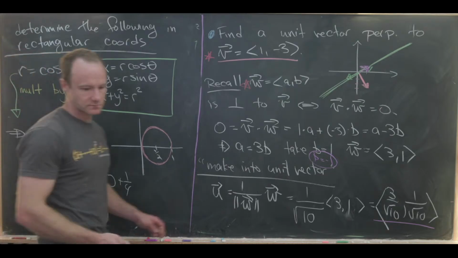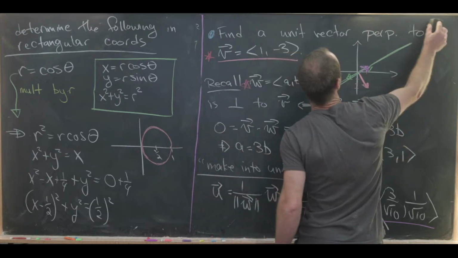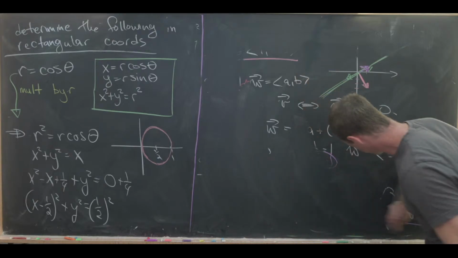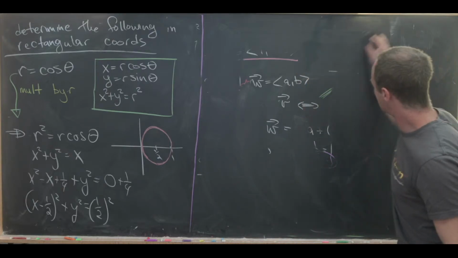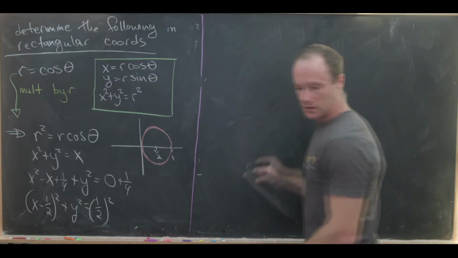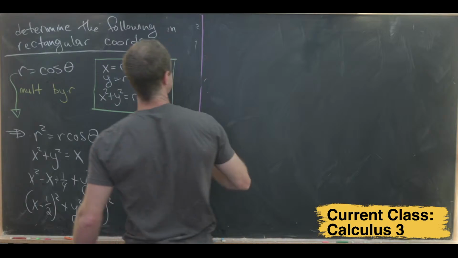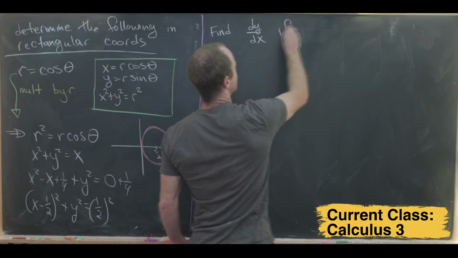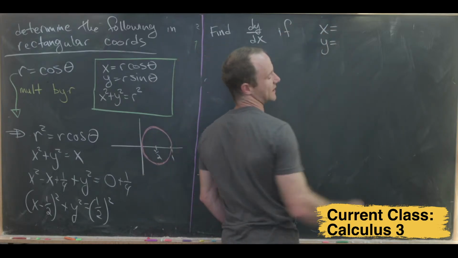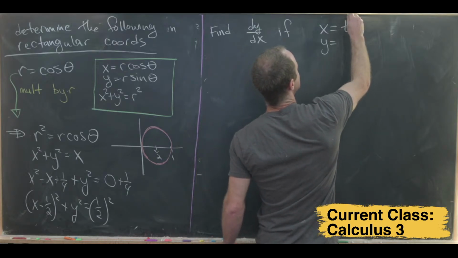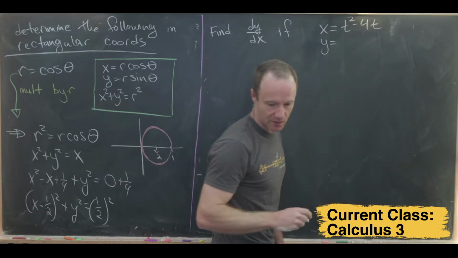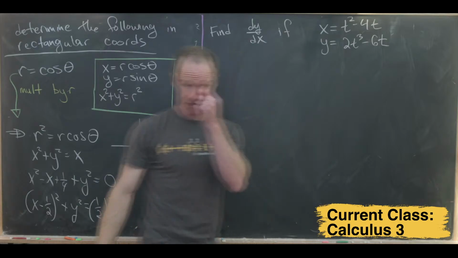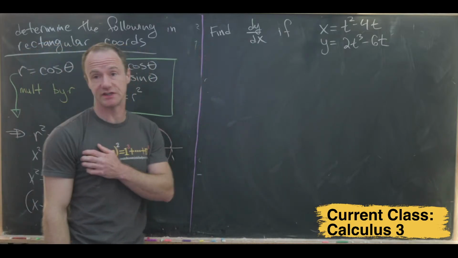Okay, so let's look at another one, something related to parametric equations. Okay, so let's find dy dx if x equals, y equals. So let's say x is t squared minus 4t, and let's say y is 2t cubed minus 6t. So let's say we have that kind of situation going on here.